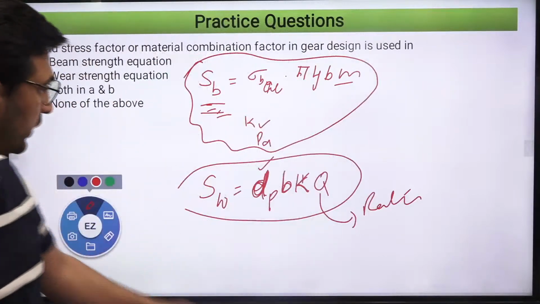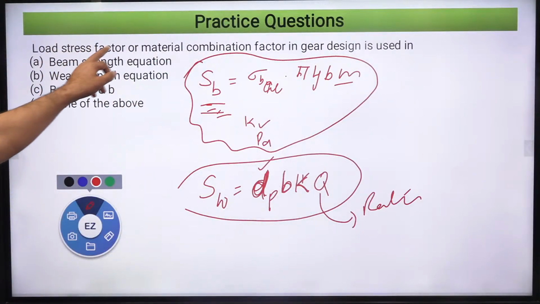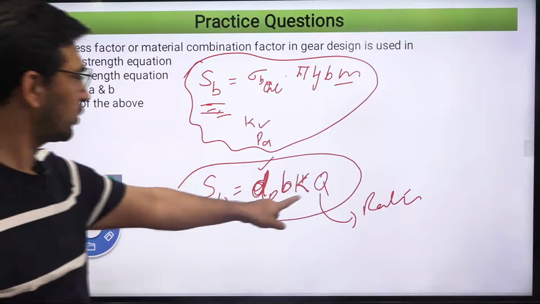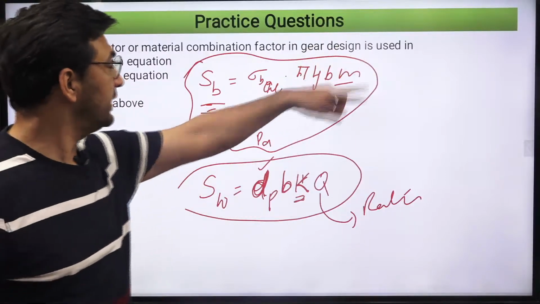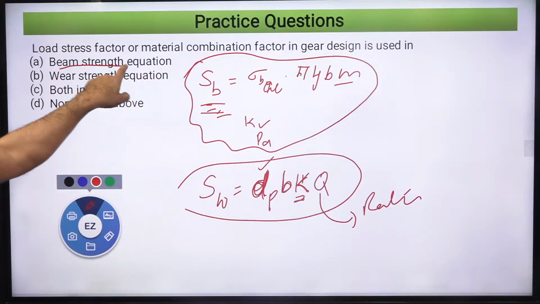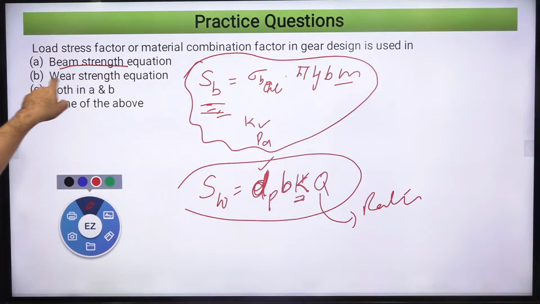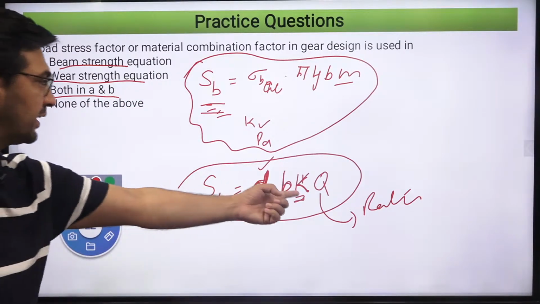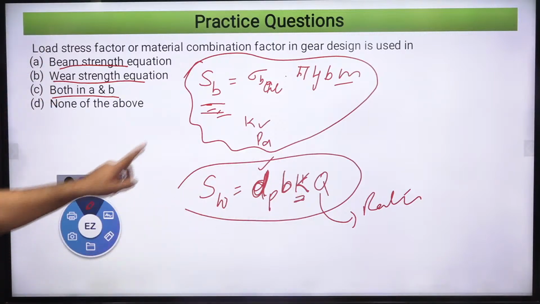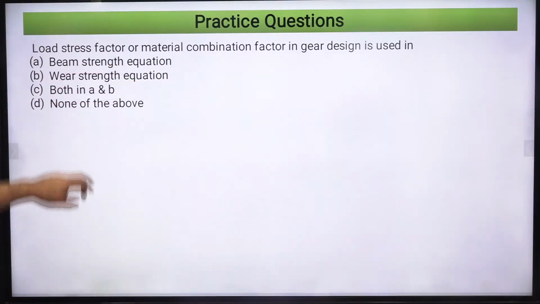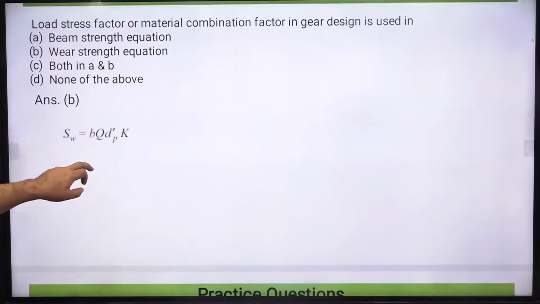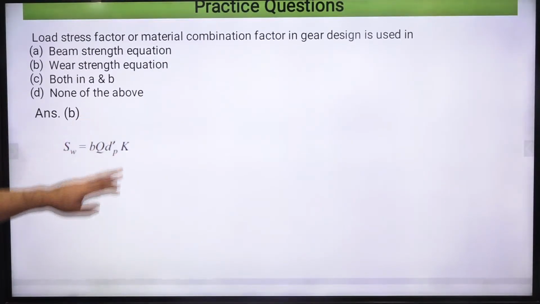So he's asking, okay, where do we use load stress factor or material combination factor? That means he's talking about K. In gear design it is used in where? Beam strength equation? No, it is not over there. Weir strength equation, we have this equation in both A and B. Obviously, it cannot be. We have the K term over here only. These are the only two equations that we use in spur gear design. So the answer is going to be the same.